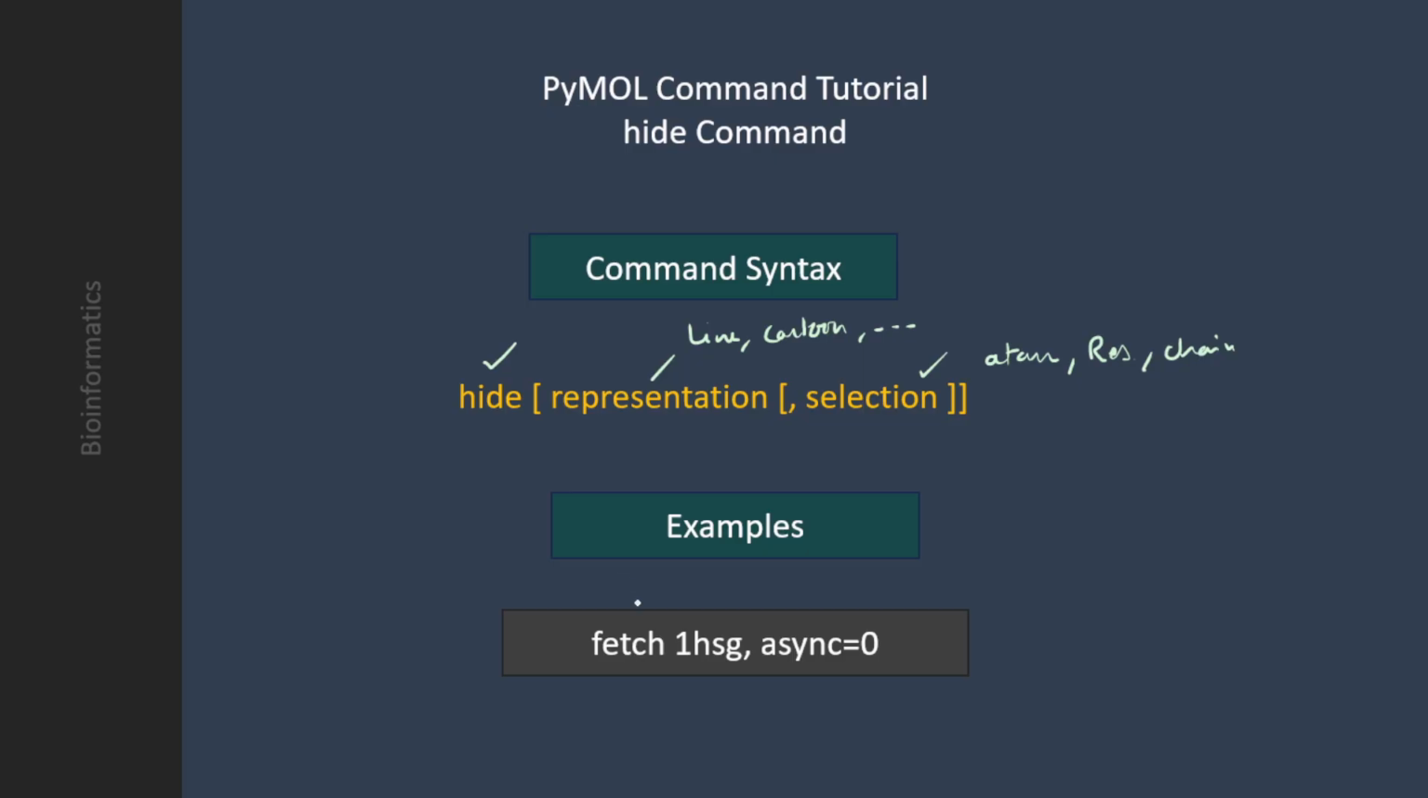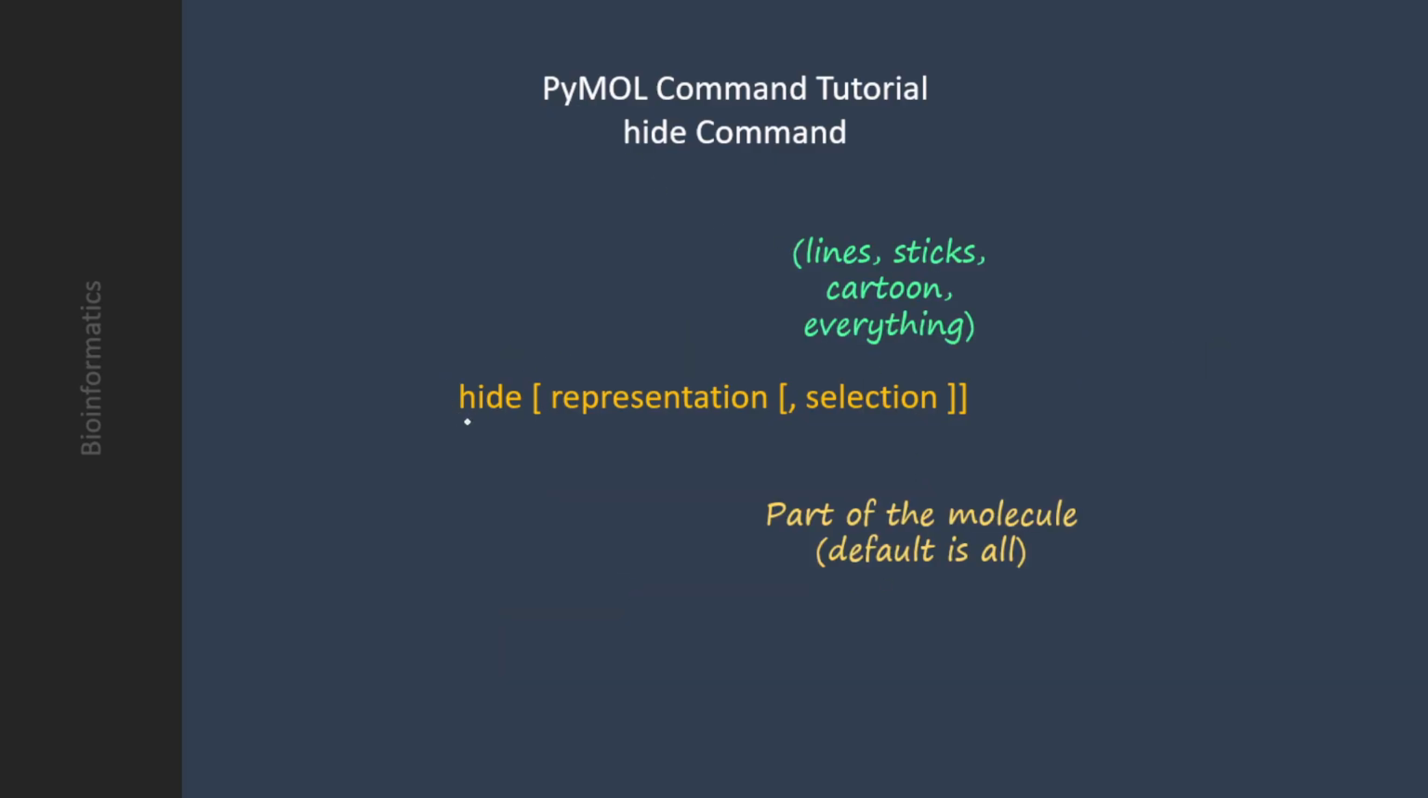For example, we'll start with getting the structure, right? We'll get that structure. After that, let me again show you that you can have these kinds of representations that I've already shown you. You can have line, stick, surface, cartoon. Then the part of the molecule: by default, all regions are going to get selected automatically. So if you're not putting anything right over here, that means it's going to automatically detect the entire molecule.